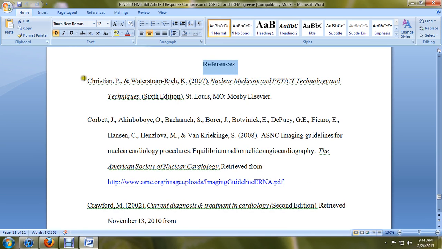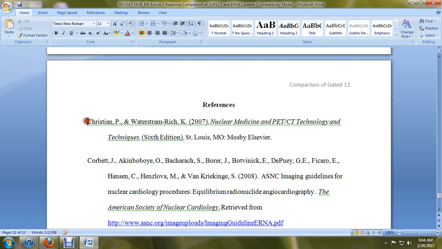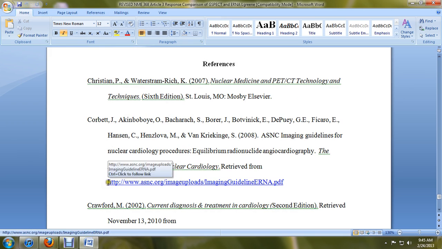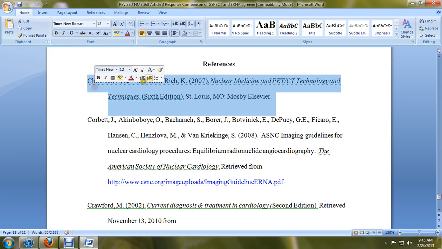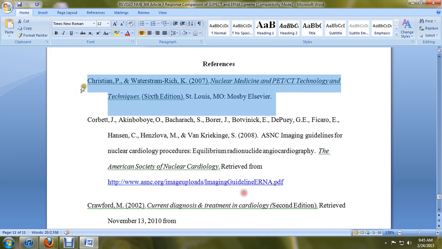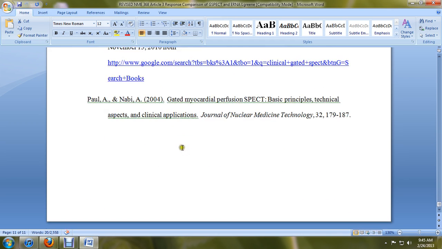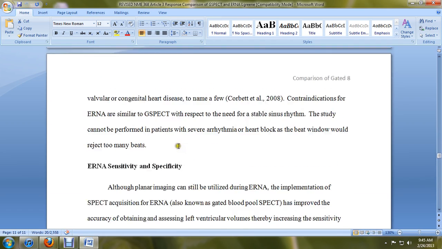And you can see the format for the references. They should be in alphabetical order. They should have what's called a hanging line. So the first line of the reference is flush left, and then each subsequent line after that is called hanging. And you can do that by highlighting your reference, going to paragraph, special, and hanging. And it should do that for you. And that's it. Pretty easy, right?